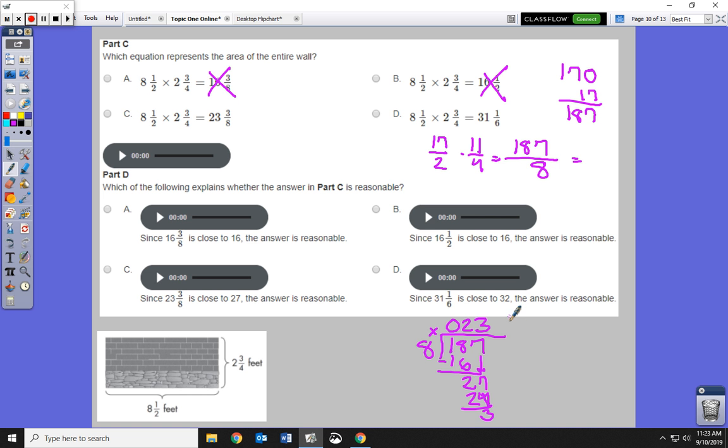Now we're not looking to convert this to a decimal. It's a mixed number. So the remainder becomes my numerator, and the divisor becomes my denominator. I get 23/8. Hey, look at that. So my intuition was correct.